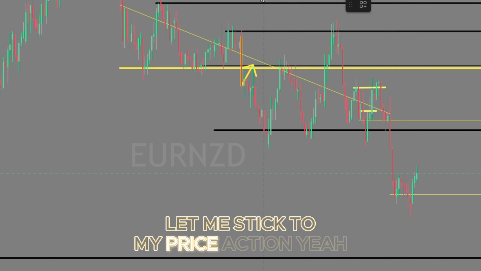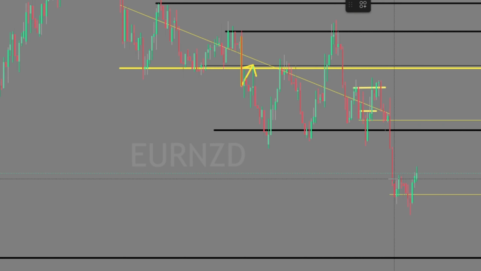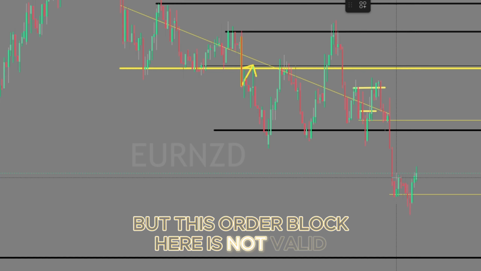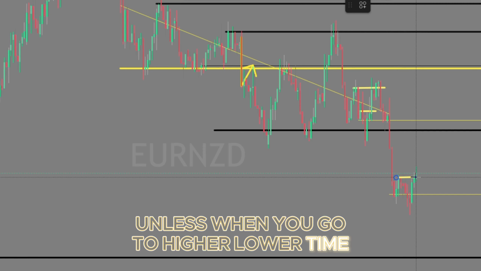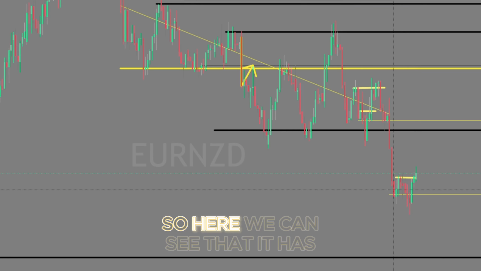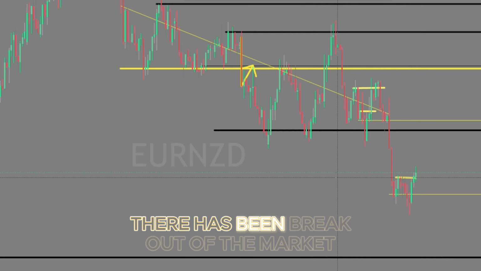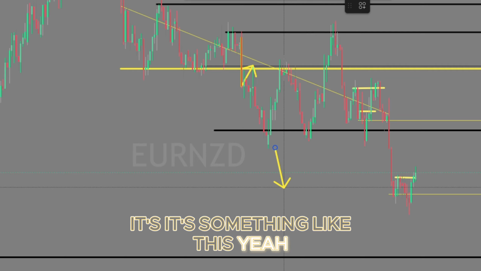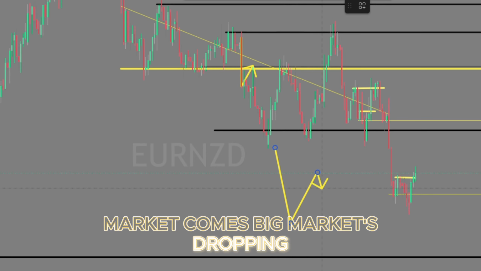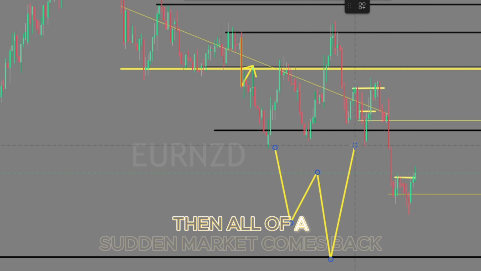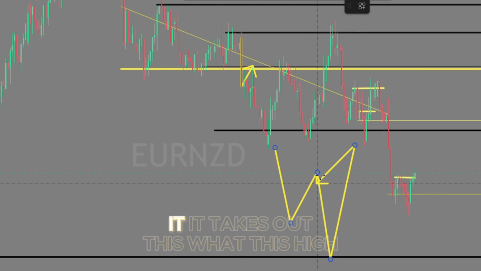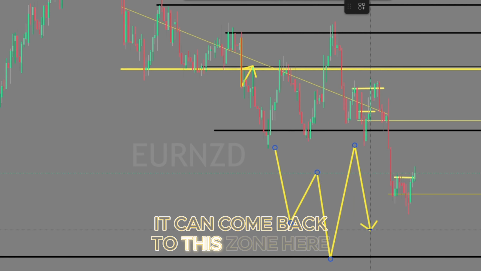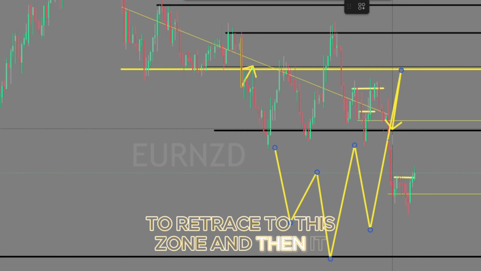Let me stick to my price action. This order block here is not valid, unless when you go to lower time frames, you can see that it's valid. So here we can see that there's been a breakout to the upside. Market comes big, market's dropping, then all of a sudden market comes back, it takes out this high, and then you can say that it can come back to this zone here to retrace, and then it continues up.